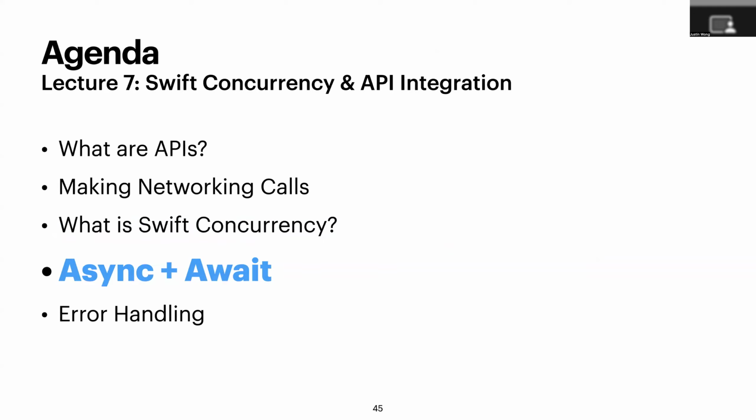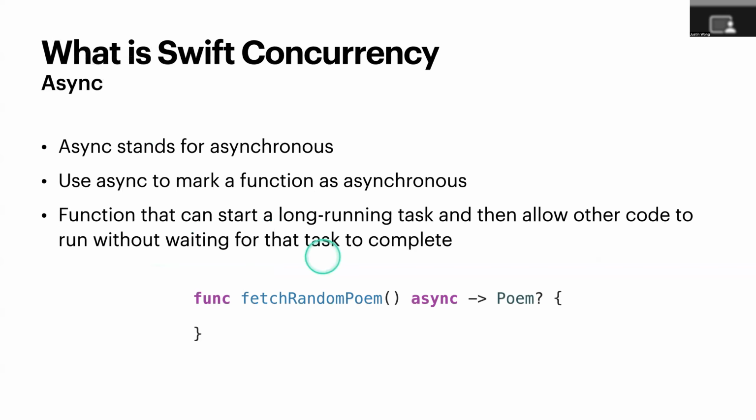Okay, so now let's talk about how we code this suspension and resumption of, for example, a specific function. That deals with two keywords in Swift called async and await. Async stands for asynchronous. So we use async to mark a function as asynchronous. When you see async, that is referring to the function declaration, right? We're declaring this function is asynchronous.